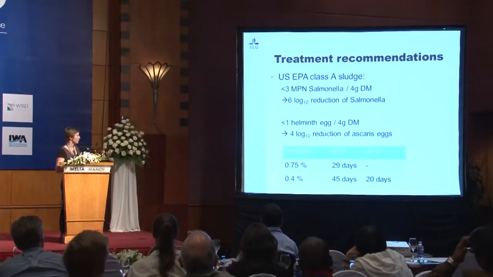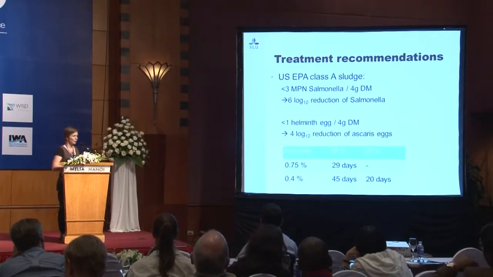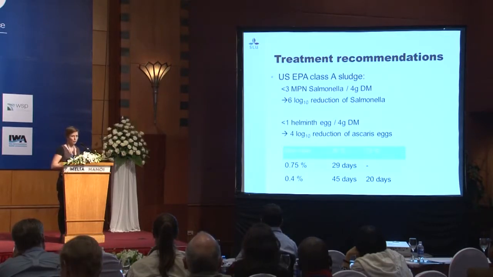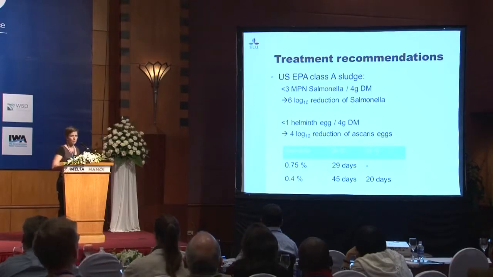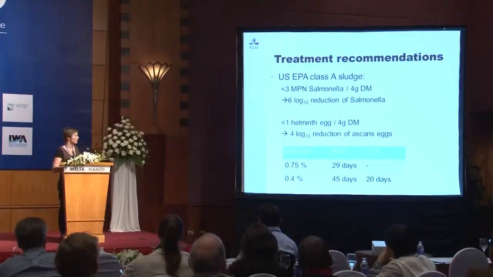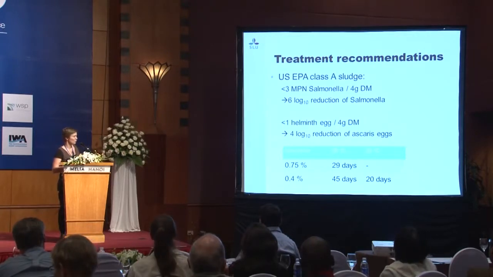And with a urea dose of 0.4%, that would take 45 days at 28 degrees. Whereas if the temperature increased to 33 degrees, it would only take 20 days. And another way to speed up would be to add more urea. So if 0.75% of urea is added, then the treatment time at 28 degrees could be decreased from 45 days to 29 days.